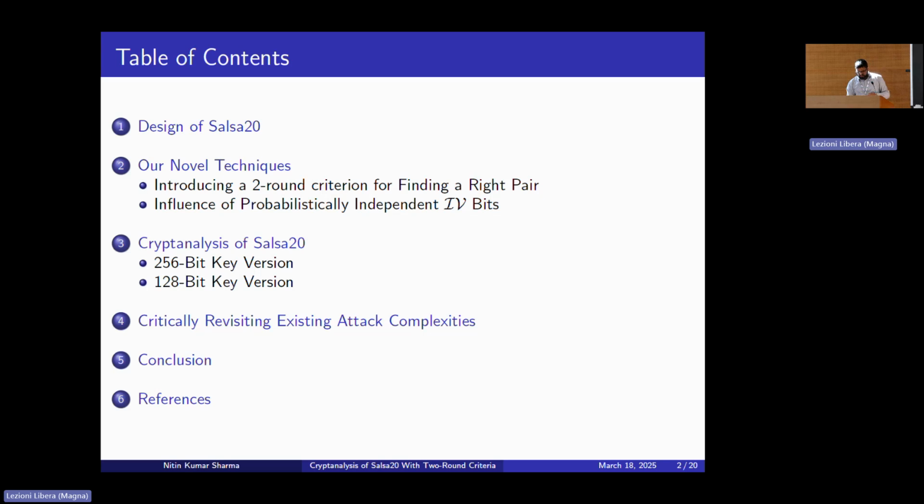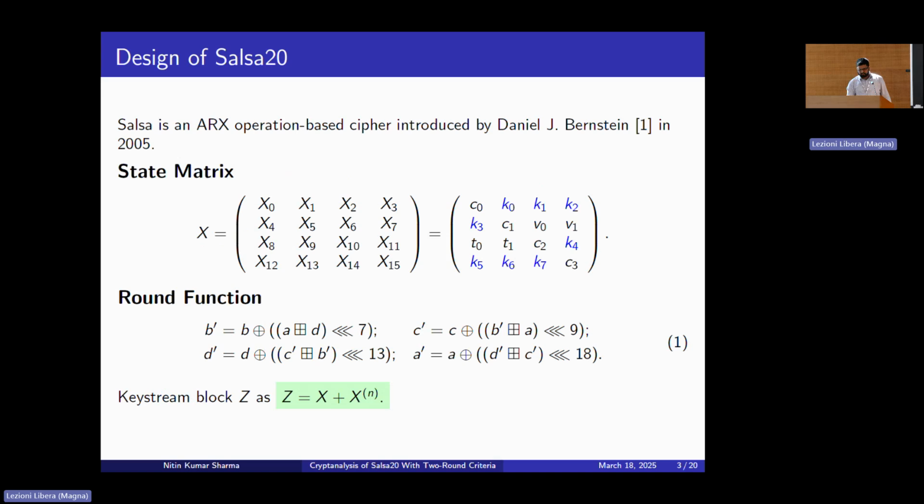So I'll give just an idea about SALSA 20, what it is. It is an ARX-based cipher designed by D. J. Bernstein in 2005. The state is a 16-word structure. As you can see, the blue elements are key words, K0 to K7. Constants are C0 to C3. And we have IV bits, the initialization vector, V0, V1, T0, T1. These four are in control of the analyst. And the round functions look like this.